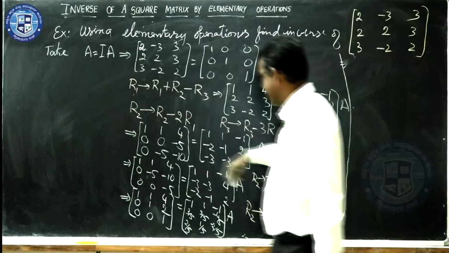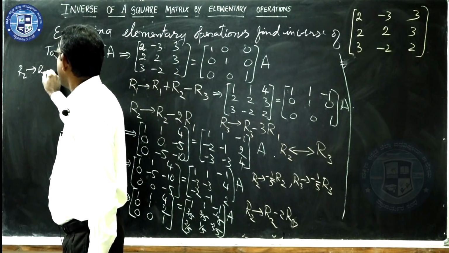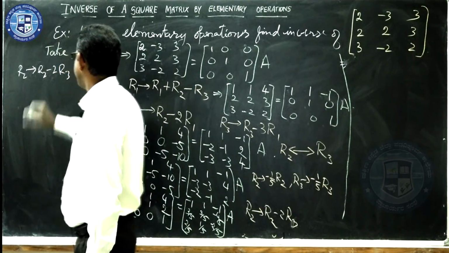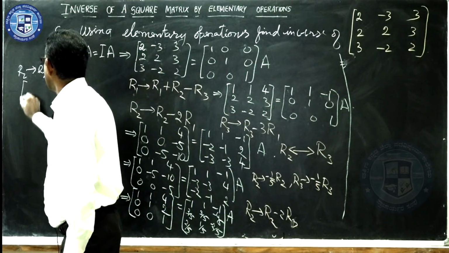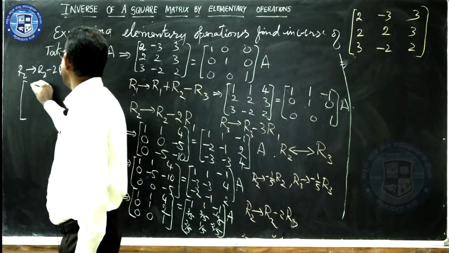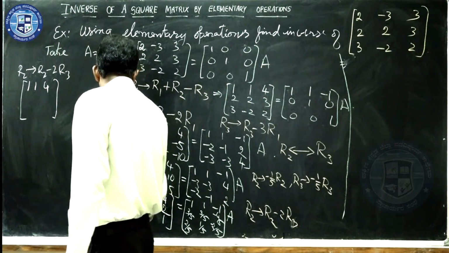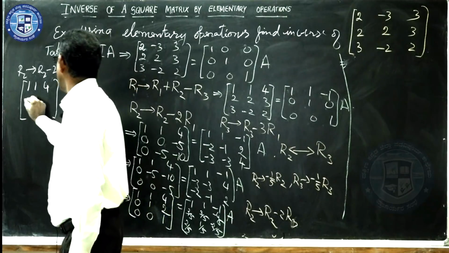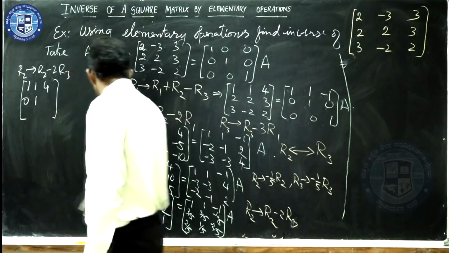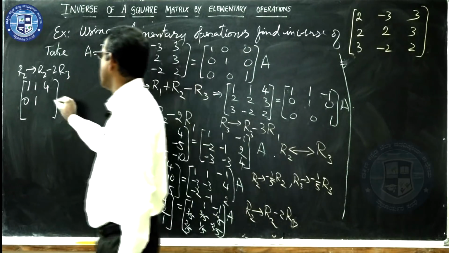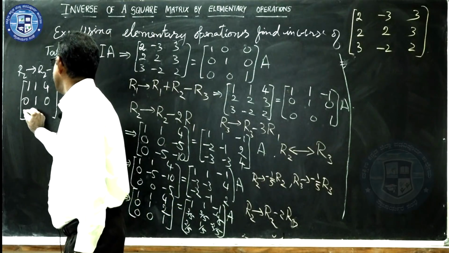Okay, just let me write here. R2, it is R2 minus 2 times R3. That will be, first row no changes, it is 1, 1, 4. This minus 2 times it is 0. This minus 2 times it is 1. This minus 2 times it is 0. And then what do you expect here?